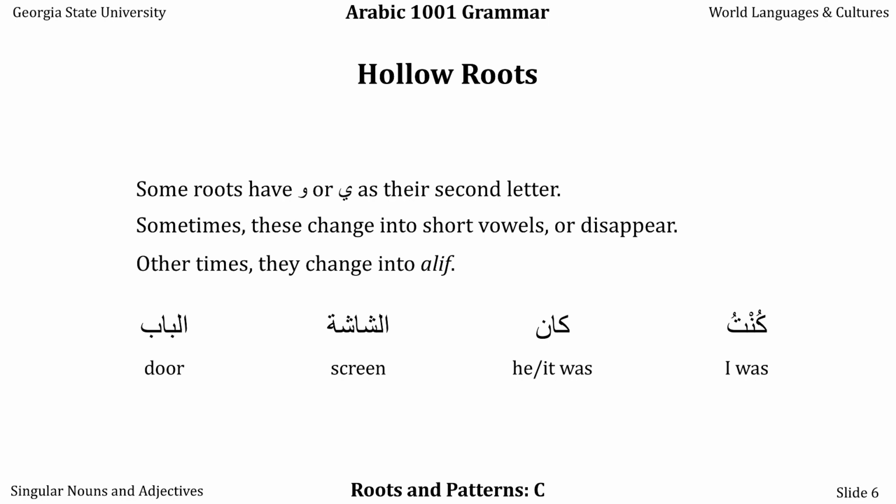For example, kuntu, I was, comes from the root kaf waw noon. The waw here has changed into its short vowel dhamma. But kana, he or it was, the waw has changed into an alif. Again, this takes a lot of getting used to. You already know two words with hollow roots. Ashasha, the screen, is really sheen, waw, sheen. And bab is really ba, waw, bab. They've both changed into alifs here.